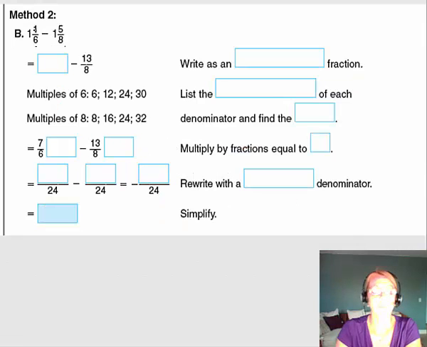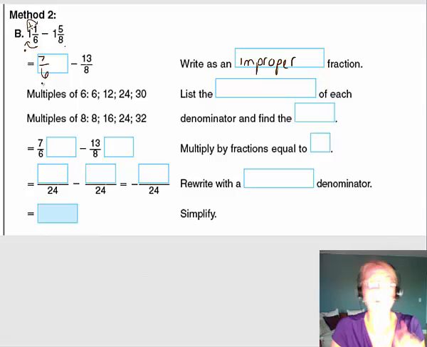But before we can even begin, we need to write these as improper fractions. So if you remember, that's 6 times 1 plus 1. So 6 times 1 is 6, plus 1 is 7 over 6. And the reason I say do you remember is because we did this just a few sections ago when we were comparing fractions and decimals. The second one, we do 8 times 1 plus 5. That's 13. So we have 7/6 minus 13/8.